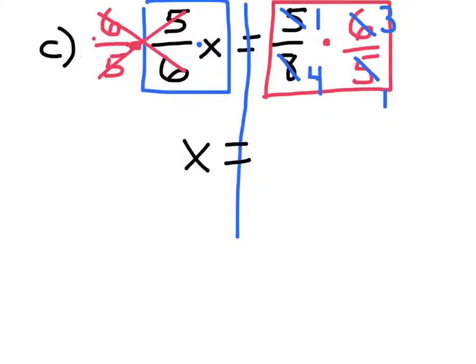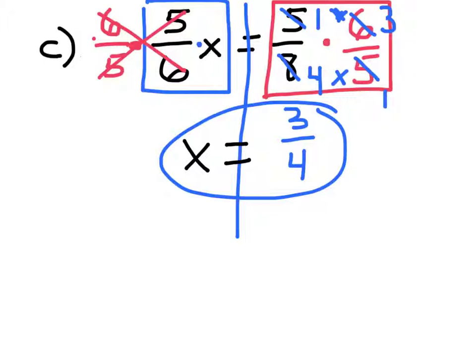I can't cancel anything else, so on the top I'm left with just 1 times 3 is 3. And on the bottom I'm left with 4 times 1 is 4. So my answer to this problem is x equals 3/4. So today we pretty much reviewed how to solve equations, except we included all the new techniques we talked about dealing with rational numbers in Chapter 3.